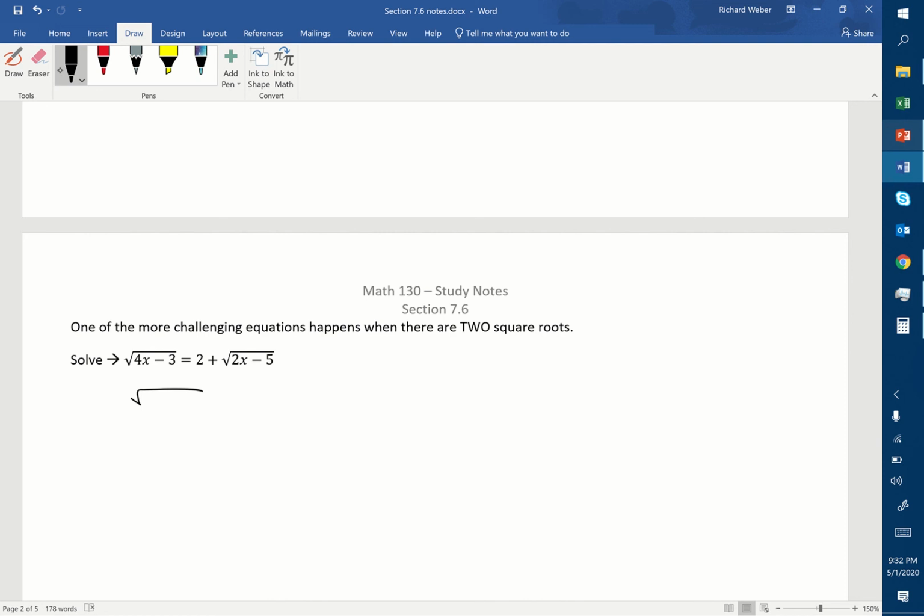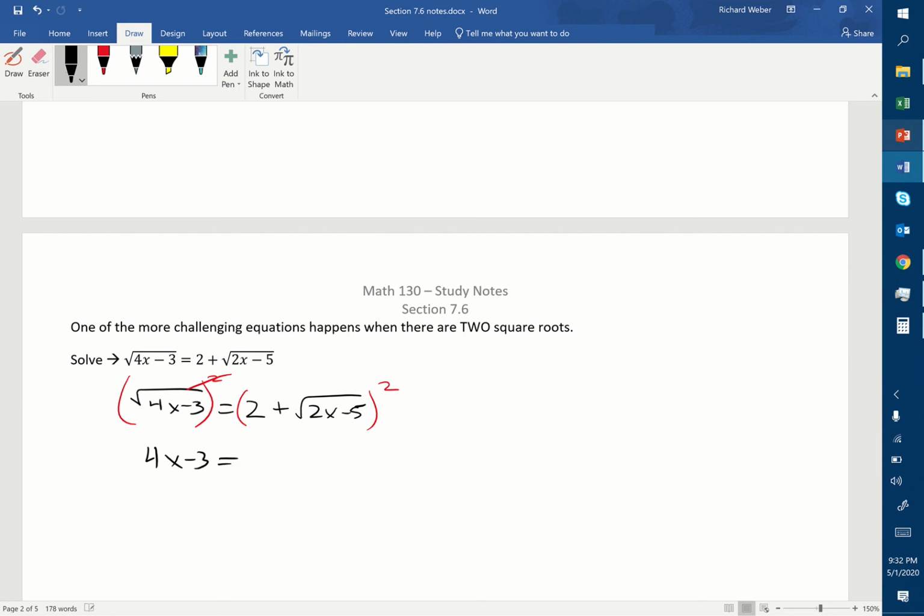I've got the square root of 4x minus 3 is equal to 2 plus square root 2x minus 5. I'm going to square both sides because that'll get that guy free. But the price is to square this side, and that's the challenge. So on the left, I'm free.